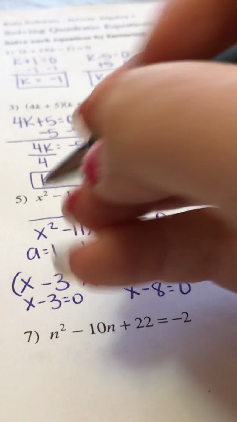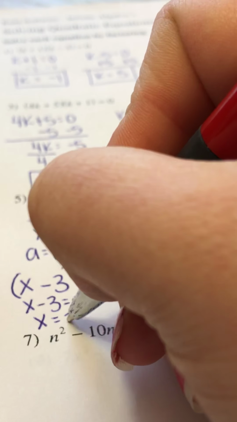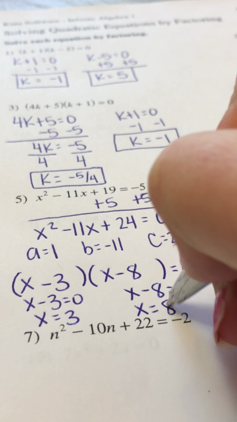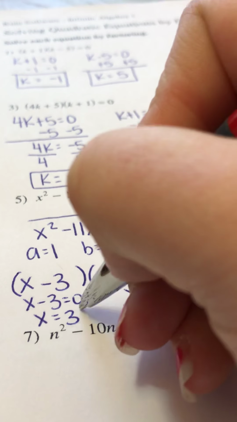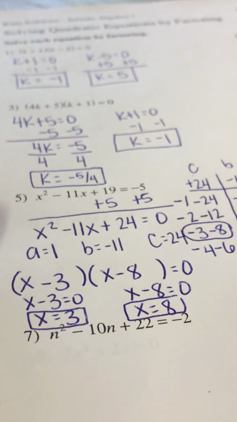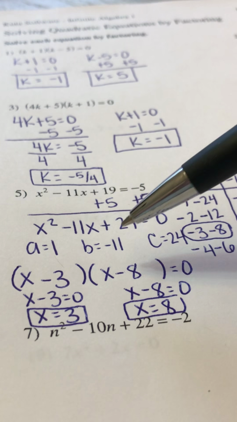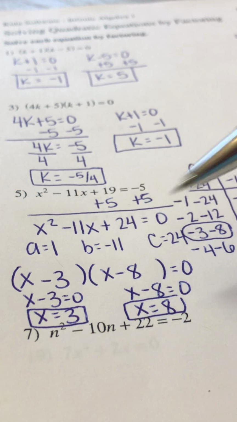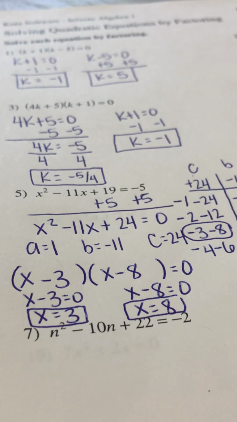When I add 3 to both sides, I get x equals 3. Add 8 to both sides, and I get x equals 8. I'm running out of room, so I can't write that step, but hopefully you all can see that. X minus 3, you add 3 to both sides and get 3. Add 8 to both sides and get 8.